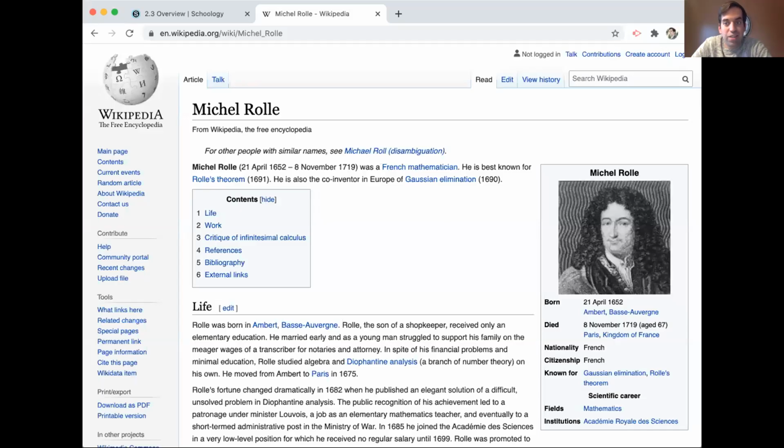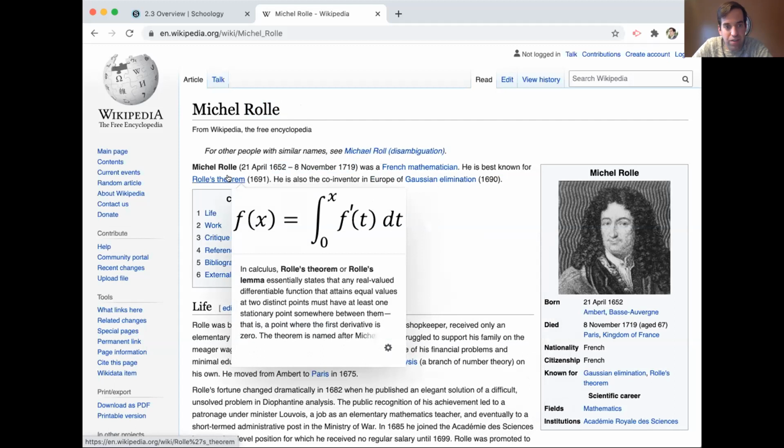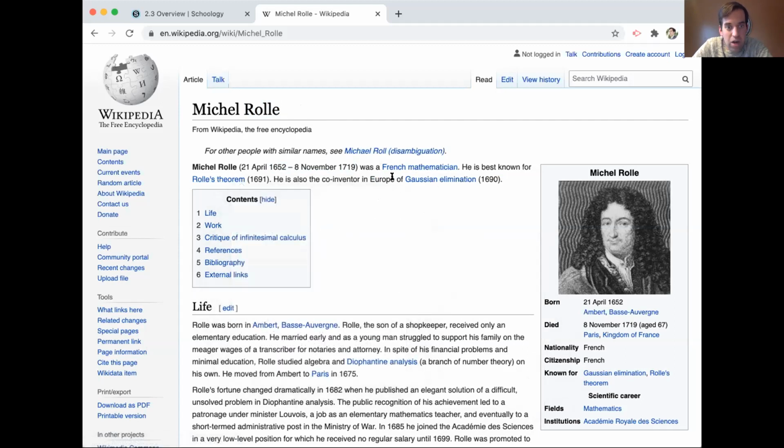All right, so the next thing that we're going to talk about in the notes is Rolle's theorem. So I figured it would be nice to pull up a quick Wikipedia page of who Rolle is and why we named this theorem after him. So this is Michel Rolle. He was a French mathematician alive from 1652 to 1719. He's best known for Rolle's theorem, which is what we are about to learn. It looks like that with an integral, but we're not going to learn it like that today. And he is also the co-inventor in Europe of Gaussian elimination.